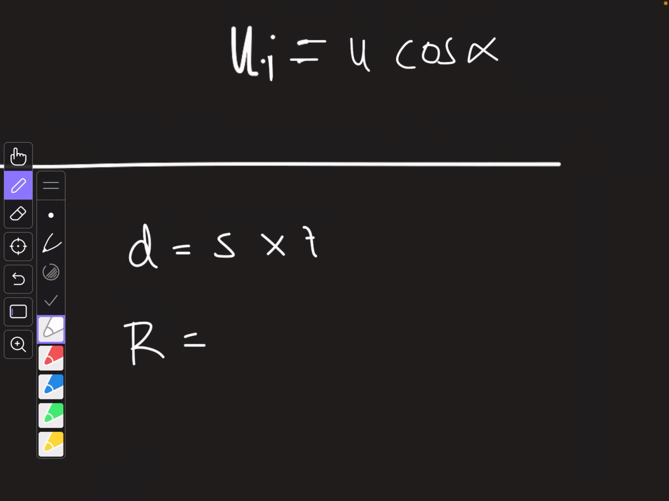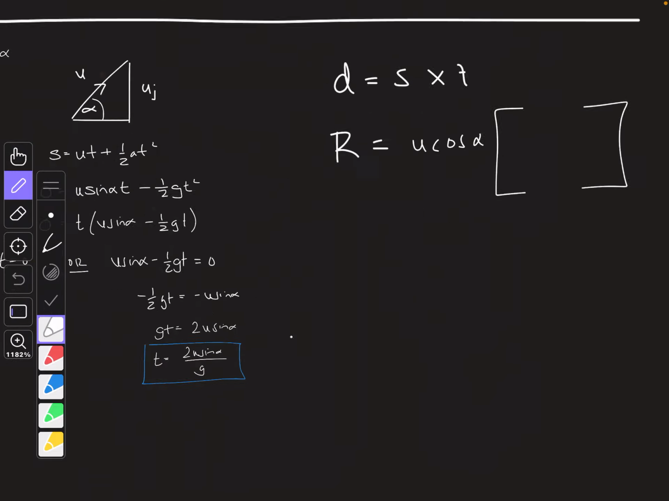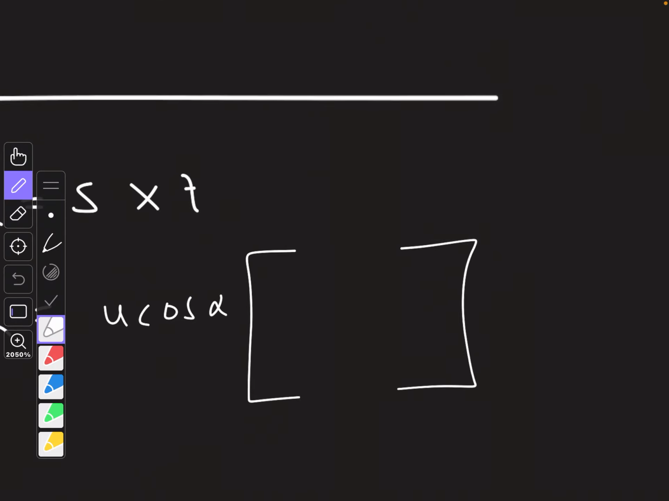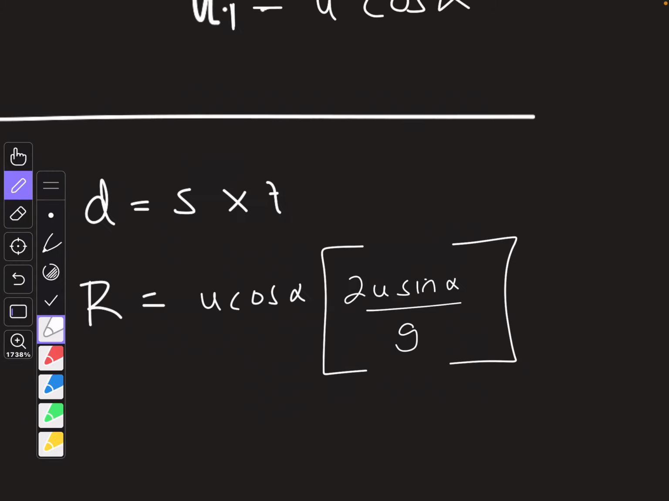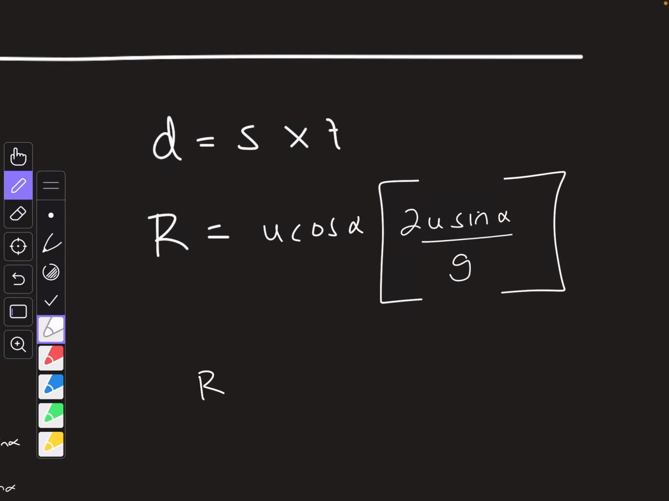So my speed in the i direction was this guy that we found earlier. So my speed in the i direction is u cosine alpha times my new time. And my new time is 2u sine alpha over g. Okay, putting that all together, I get my r to be 2u squared cosine alpha sine alpha all over g.